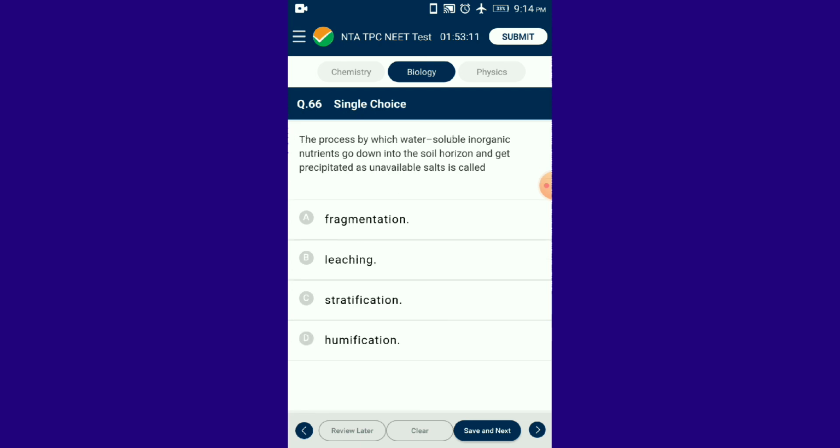Question number 66. The process by which water soluble inorganic nutrients go down into the soil horizon and get precipitated as unavailable salts is called leaching. Fragmentation is the process of breaking detritus into small pieces by detritivores. Leaching releases the nutrients in the water and allows seeping into the soil, which is used by catabolic bacteria to break down complex molecules into simpler molecules through the process of catabolism.